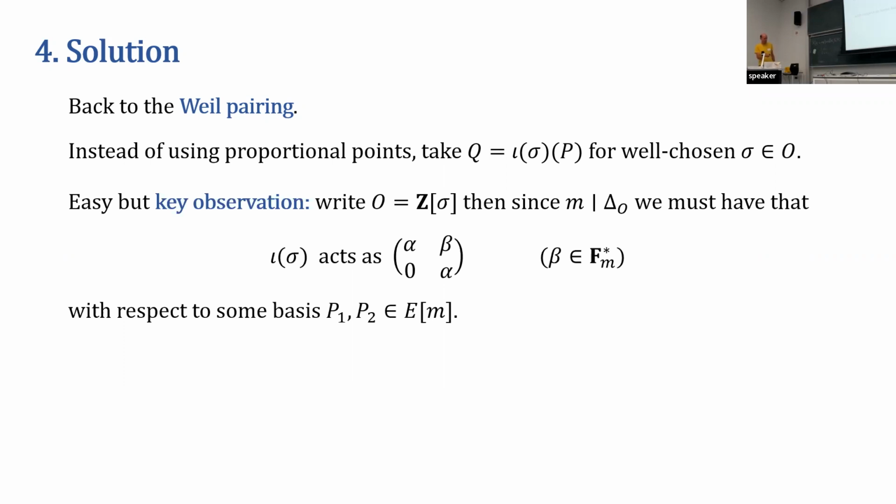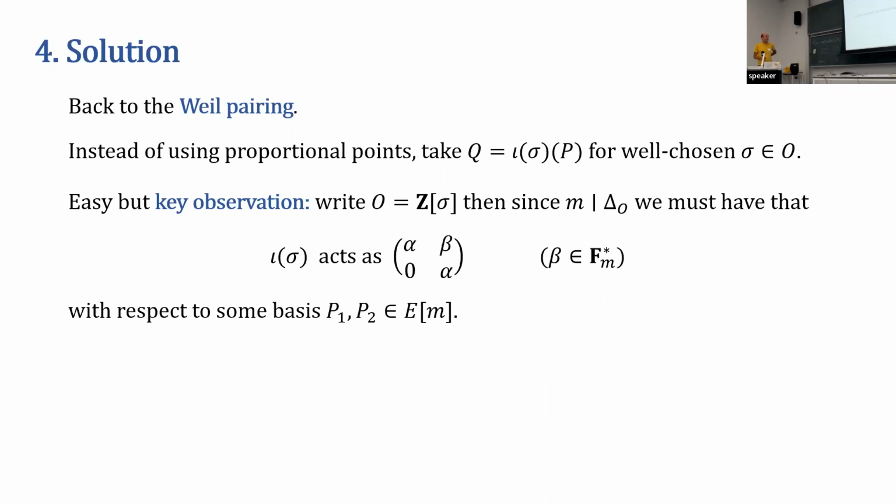Maybe I should have put the formula here, but the end goal will be to consider pairings of the form e of P comma Q, so e of P comma iota of sigma of P. Now here's the key observation. If M is a divisor of the discriminant, then M is also a divisor of the discriminant of the characteristic polynomial of sigma.